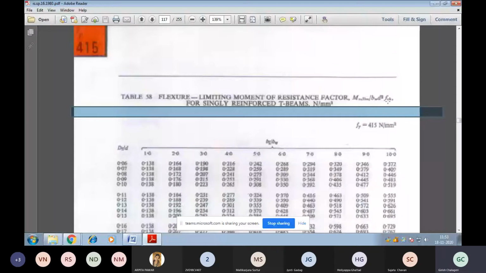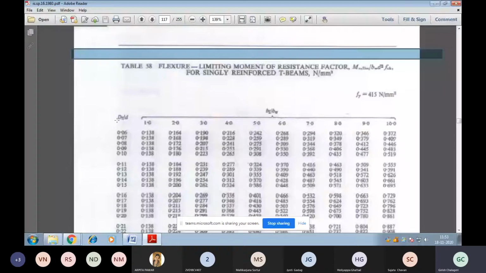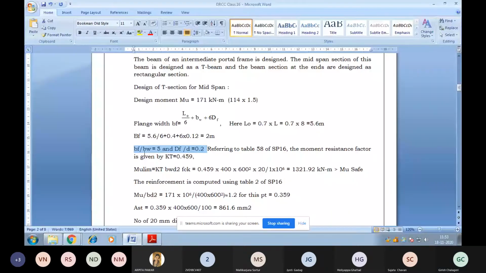So if you want to find the Mu limit for this T beam, we need to know the Mu limit divided by BW D square FCK, this factor. To know this factor, we need DF by D, that is depth of flange divided by effective depth of the rib, and BF divided by BW, that we have done here. BF is 2 meters, BW is 0.4. 2 divided by 0.4 will be 5 that we have got.